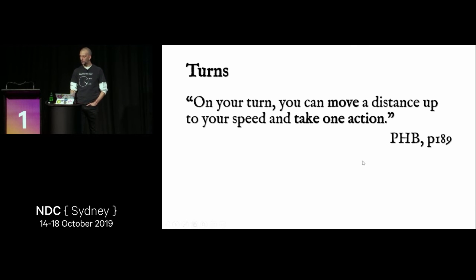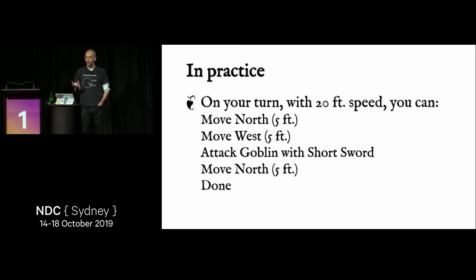So in combat, Player's Handbook, on your turn, you can move a certain distance, and you can take one action. It's a bit more complicated, but it's roughly correct. So what this means in practice is, when it's your turn to play, for instance, if you had 20 feet of speed, you could move north 5 feet, move west 5 feet, attack a goblin with a sword, that's your action, move north, you still have 5 feet left, you can just stop there. So that's how a combat round looks.